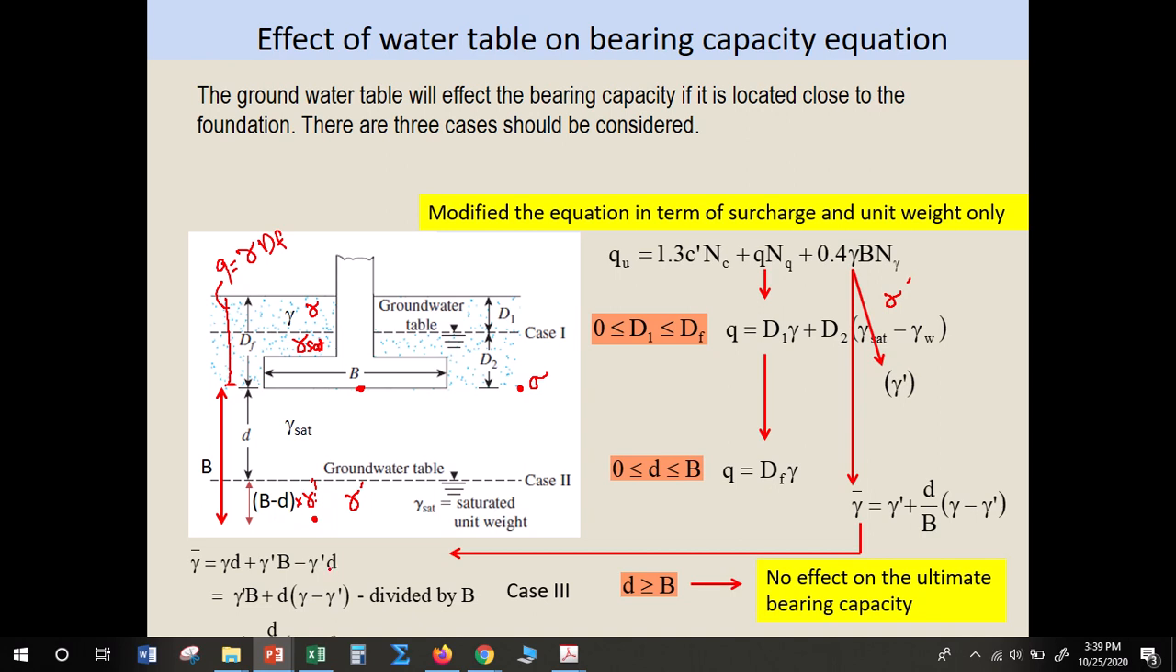Okay, and then after that, you simplify the equation and then divide by B. This equation divided by B becomes gamma prime plus D over B, gamma minus gamma prime. Okay, so you get this equation. So this is the modification that you have to do if the water table is present very close to the foundation.